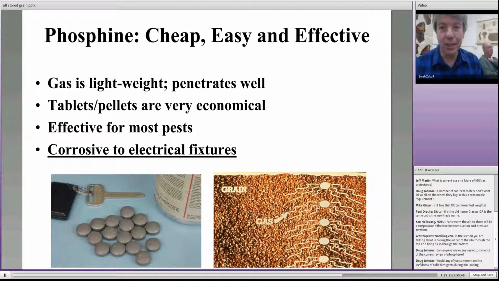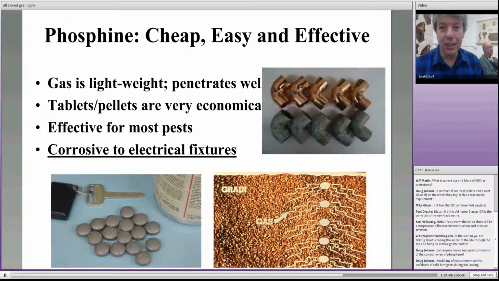One of the downsides, and I deal with this in building fumigation, is that it is corrosive to electrical fixtures and anything made out of copper. I took this photo in a fumigation we did inside a building. The copper elbows on the top were kept in a clean room during the same time we had the elbows on the bottom in a fumigated room. This will result in any electrical circuits being damaged.